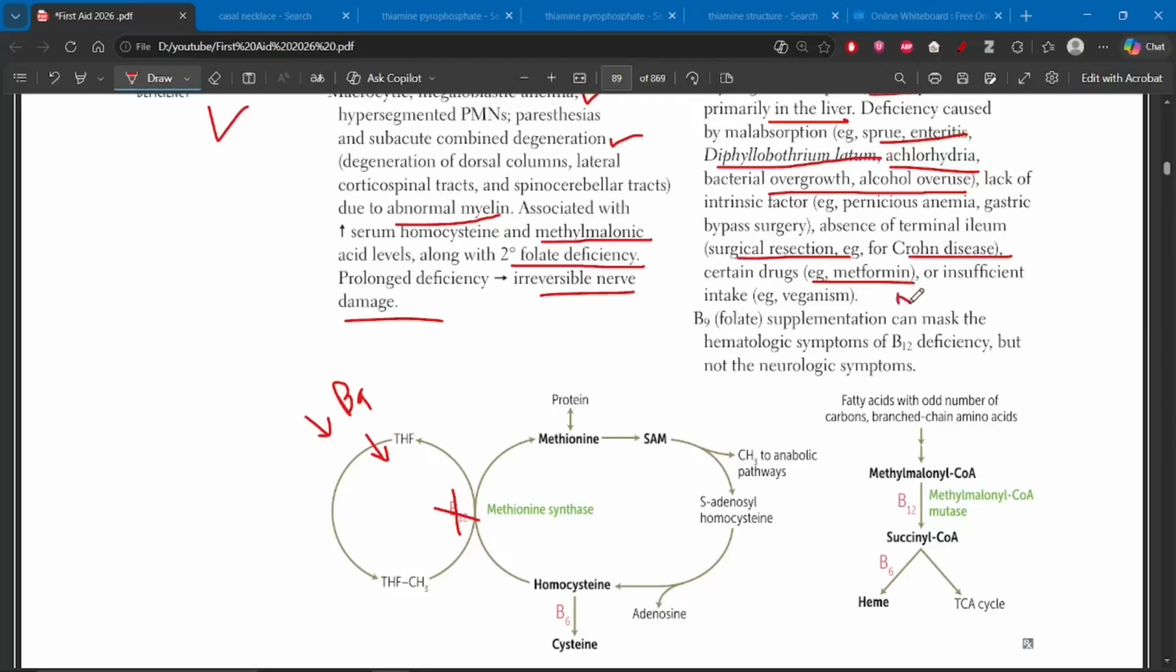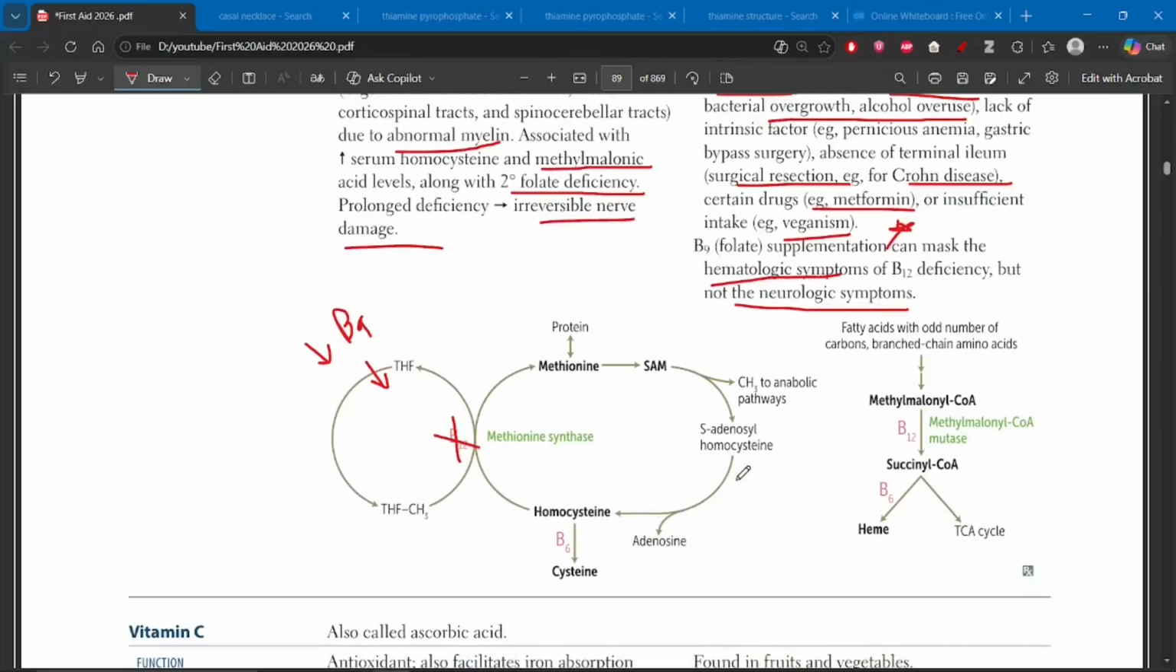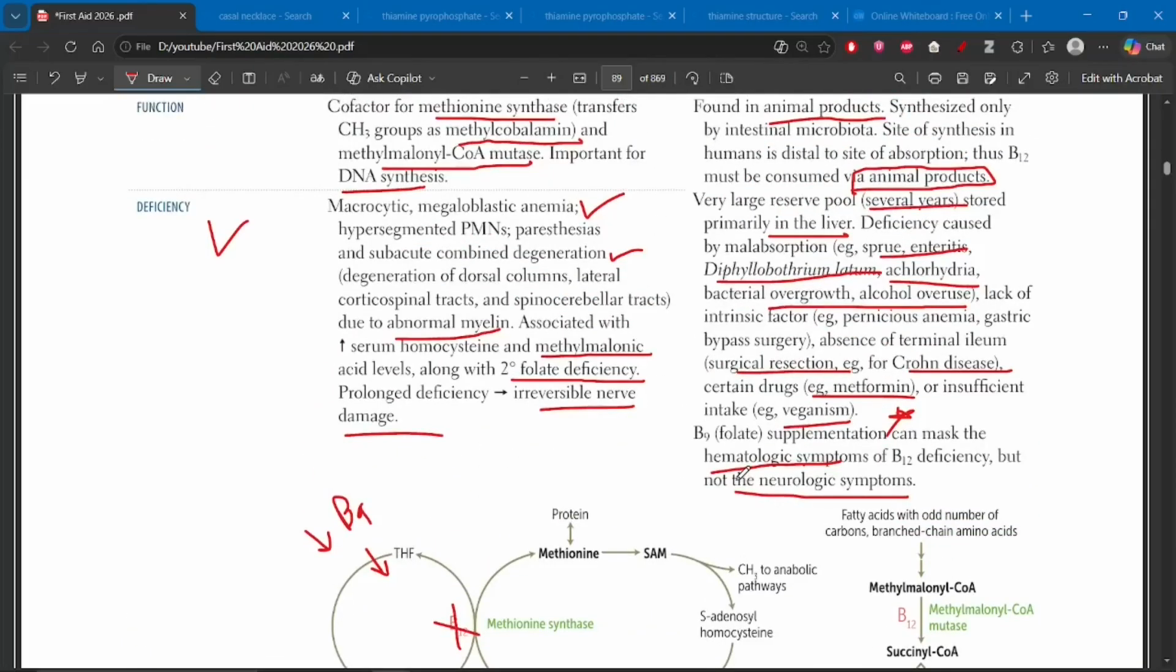It's important that you keep this in mind. And veganism is also a reason for the deficiency. Now, if you give B9 supplementation in a patient who is B12 deficient, it can solve the hematologic symptoms, but it will not solve the neurological symptoms. So in a clinical scenario, both of them are given together, B9 and B12, prophylactically. Even if you're not sure the patient has one deficiency or the other, we tend to give both of them together.